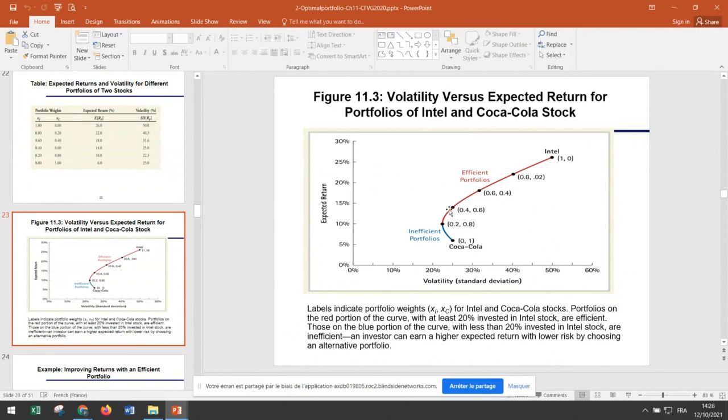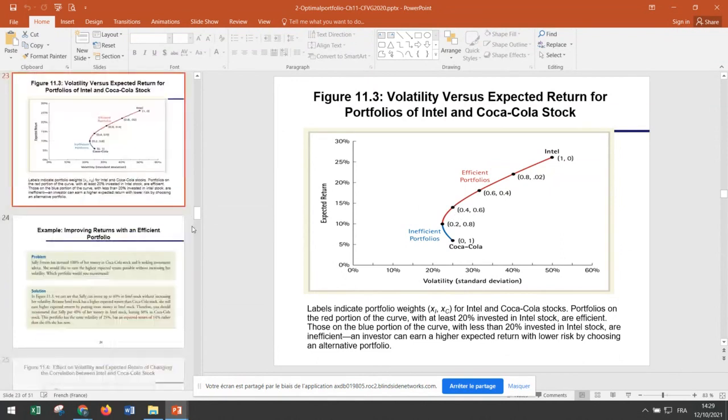For example, as you can see here, when you invest 100% in Coca-Cola stock, you're going to earn only 7% at a volatility level of 25. Whereas at the same level of volatility, if you put 40% in Intel and 60% in Coca-Cola, you can maximize the return. So investing 100% in Coca-Cola is not an efficient portfolio, because you can find a better risk and return relationship when you go up to the point you can see here.